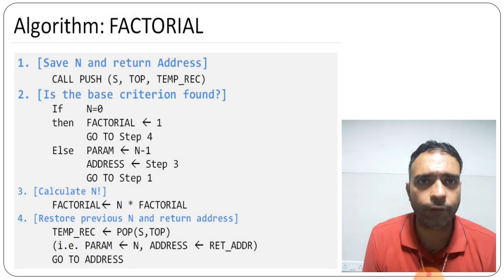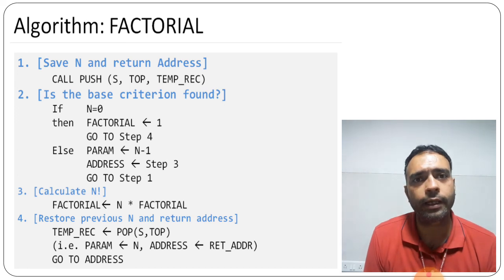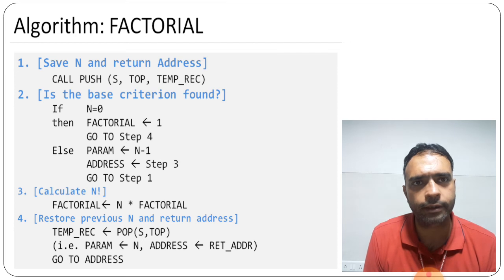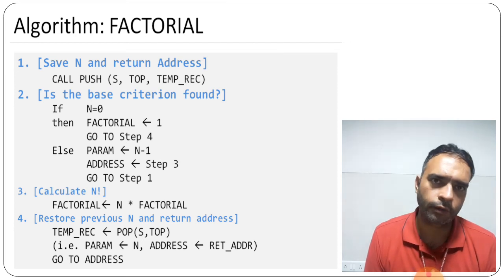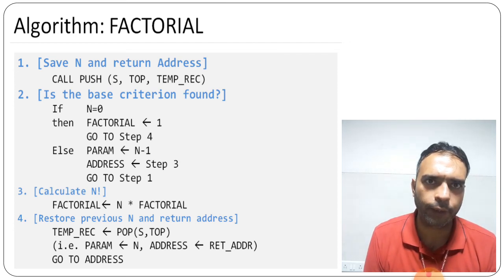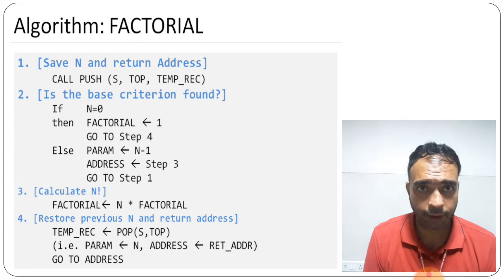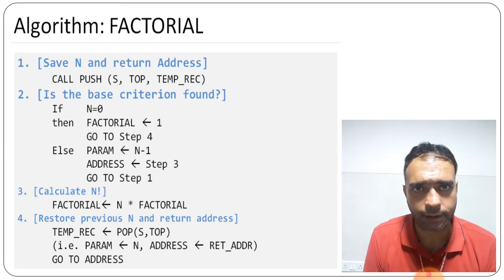So first of all we have to save n and the return address. For that we have to call the push, that is the insert part, right? How to insert that particular value into the stack. So for that, S is the name of the stack, top is representing the top element of that stack, and the temporary record is containing this n and return address, right?